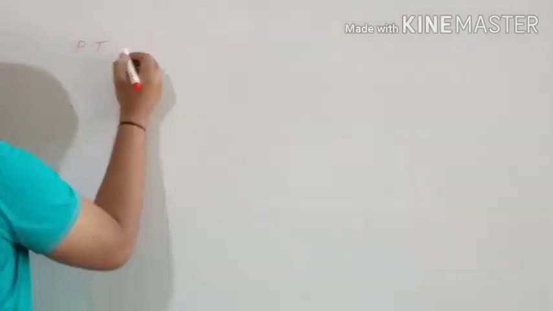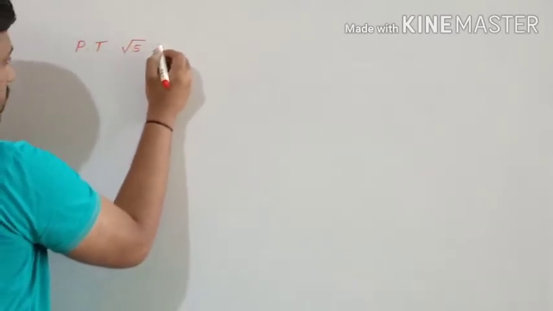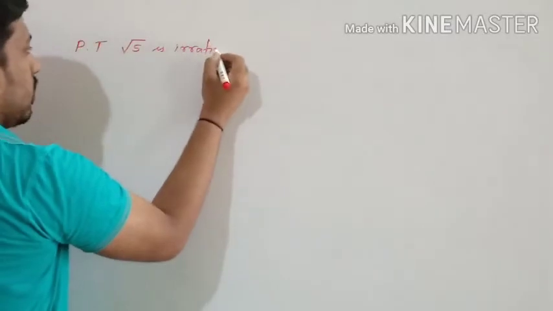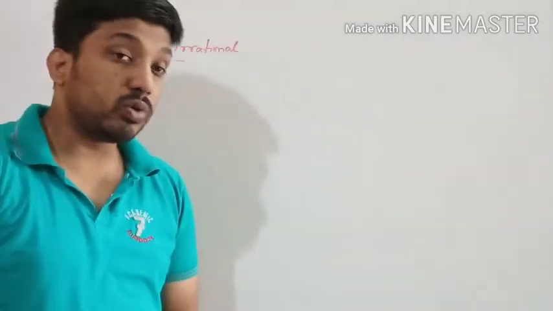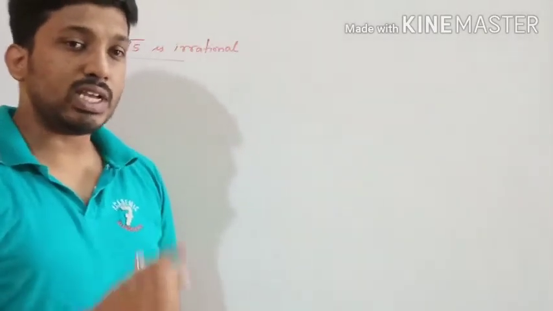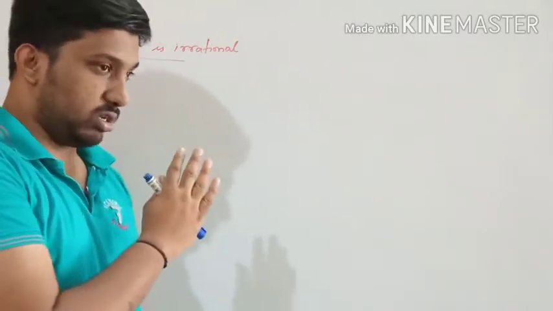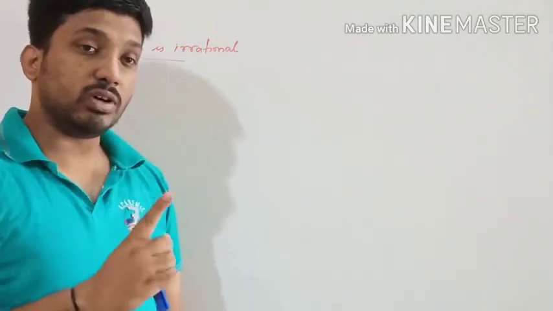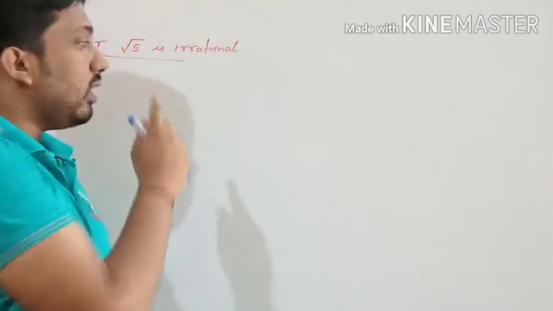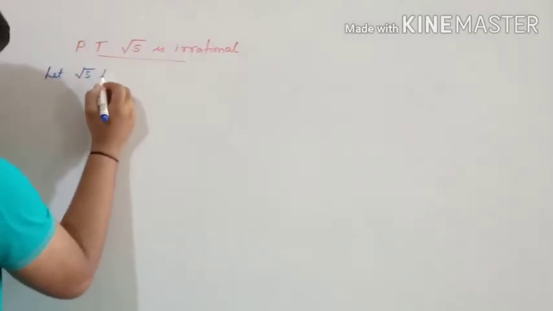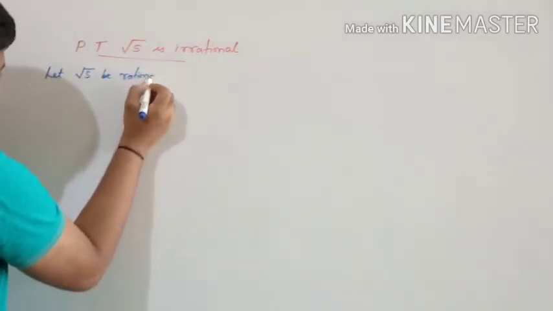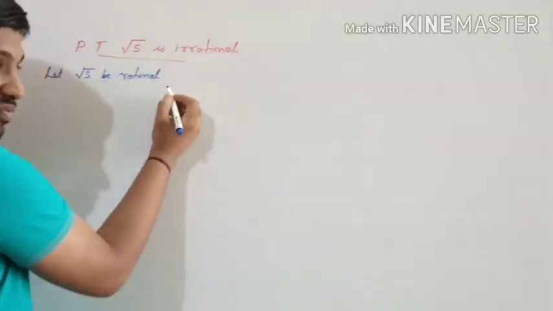Now, let me go to an example. Let us take: prove that root 5 is irrational. So this is the question. We need to prove that root 5 is irrational. The first step is to assume that root 5 is rational. For the sake of proof, we are assuming that root 5 is rational. So let root 5 be rational. Whenever it is rational, it will be in the p by q form, right?